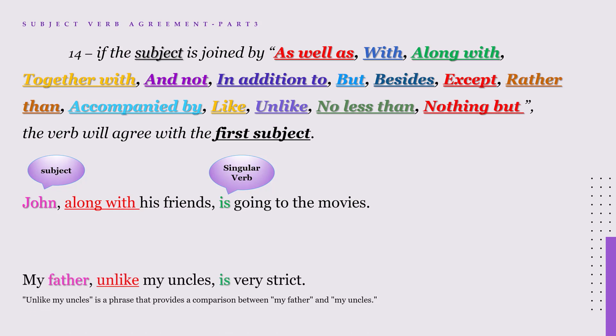My father, unlike my uncles, is very strict. In this sentence, my father is the subject. Unlike my uncles is a phrase that provides a comparison between my father and my uncles. It adds information about the contrast between my father and my uncles. However, for subject-verb agreement, the verb agrees with the subject my father because the comparison phrase, unlike my uncles, doesn't change the number or person of the subject.